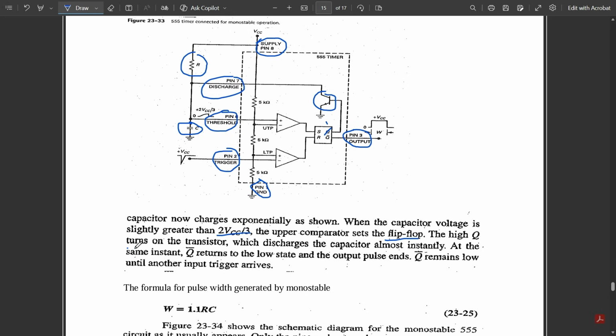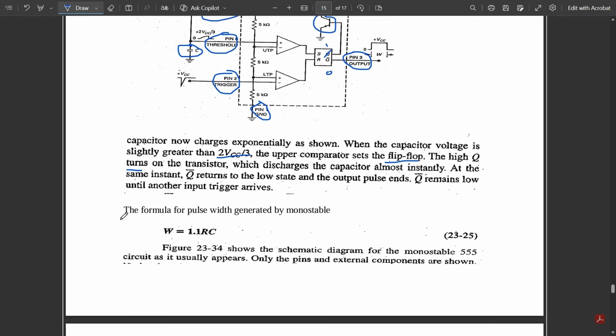This Q would be again high. Then the transistor discharges the capacitor almost instantly, and at the same instant Q bar would be returning to low. So if this is high, since the complement of this is 0, that's why it would be low, producing the next pulse, that is a rectangular pulse of high signal and low signal simultaneously. So this is the complete operation.